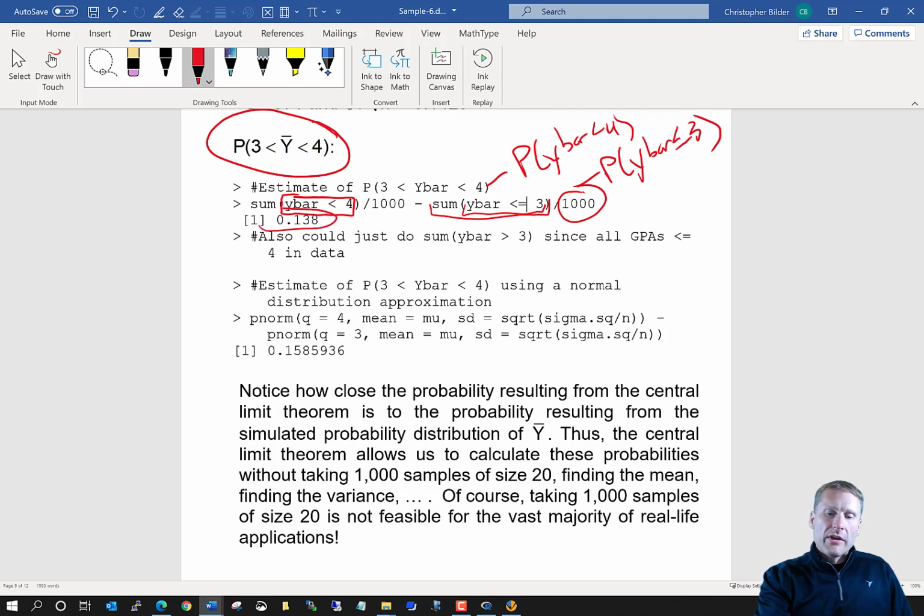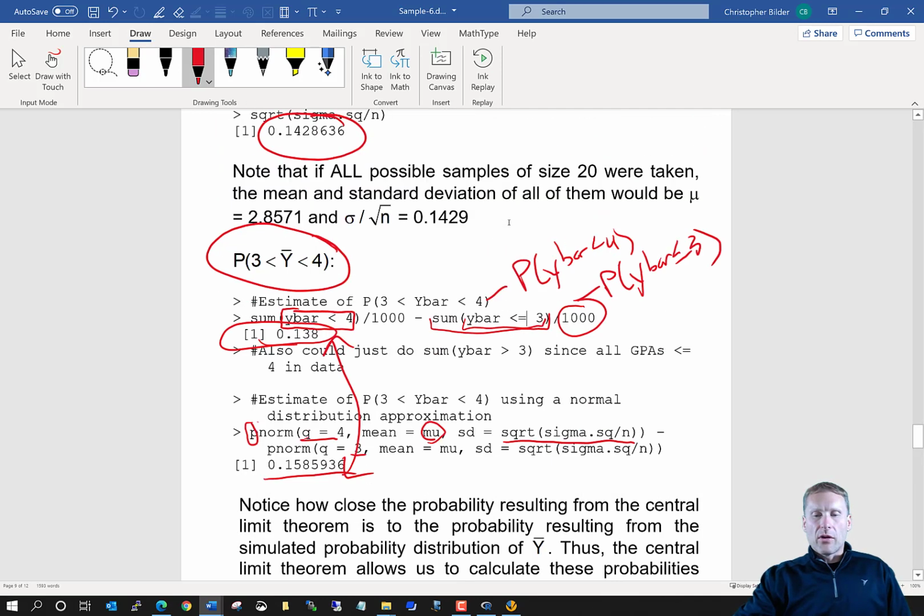And overall, you get 0.138. Now, if we would do the corresponding calculation with an actual normal distribution itself, we will find probabilities with the normal distribution. The quantile that we're at is 4. Here's our mean. Here's what that standard deviation would be, corresponding to what the central limit theorem says. And then we also do the same thing with 3 as well. And look what we get, 0.16, very close there.